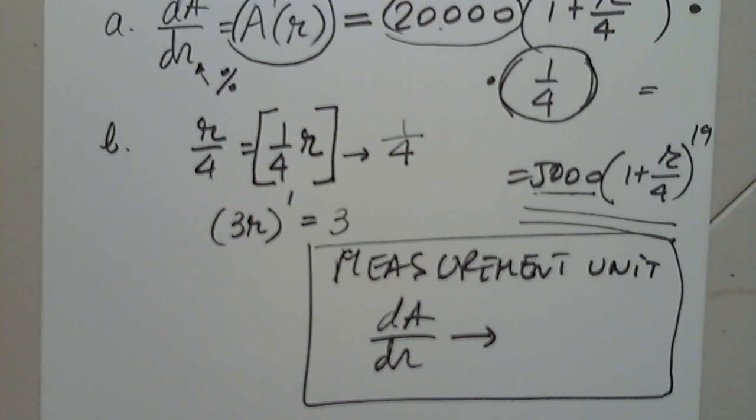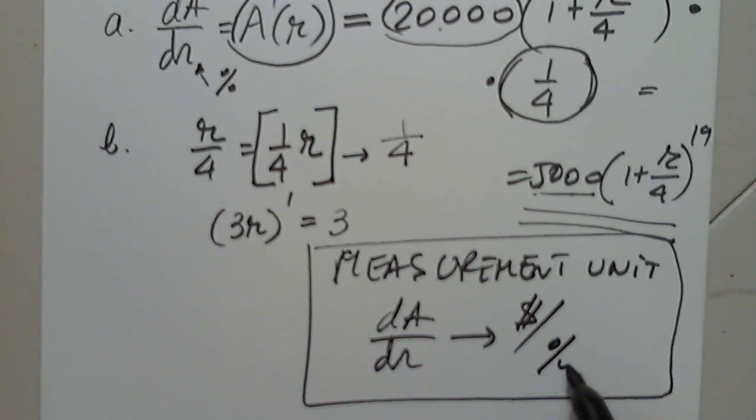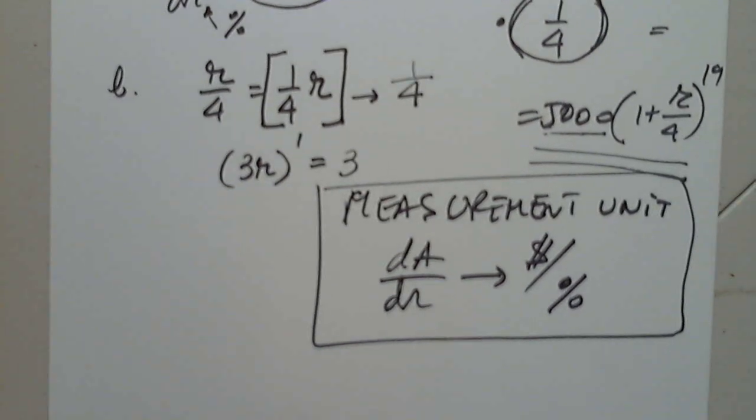Always, the average rate of change, the derivative, the instantaneous rate of change, all of them have to have two measurement units. So what will be the measurement unit for dA over dR? Dollars or percentage. So dollars per percent. Exactly. This comes from here, this comes from here. Awesome. We're also asked to explain what this means.